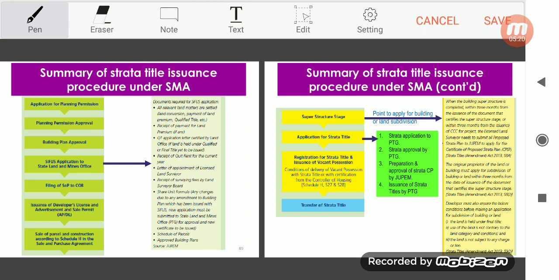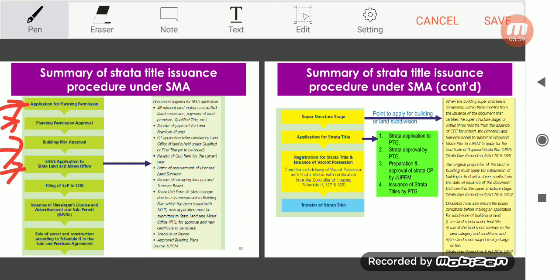It starts with the application for planning permission. Planning permission in KL is known as development order. Planning permission from whom? From the local planning authority. The next stage would be the planning permission approval from the local planning authority, and then we have the building plan approval from the building unit of the local authority, and then finally they will prepare SIFUS, the Sigil Formula Unit Share, whereby the SIFUS application is made to the State Land and Mines Director.